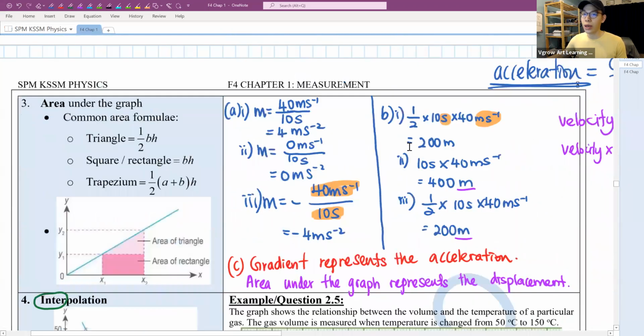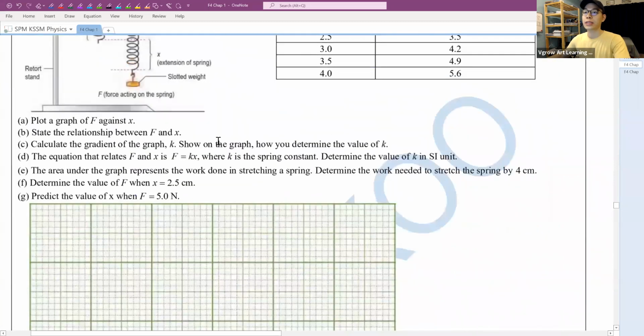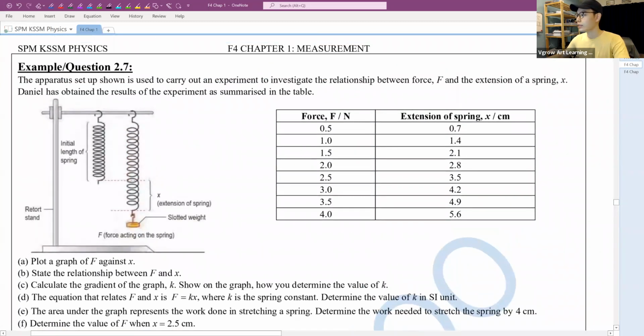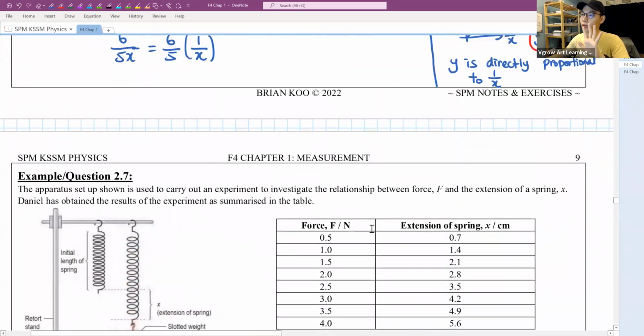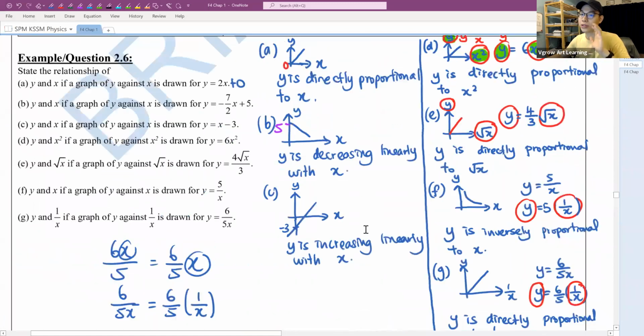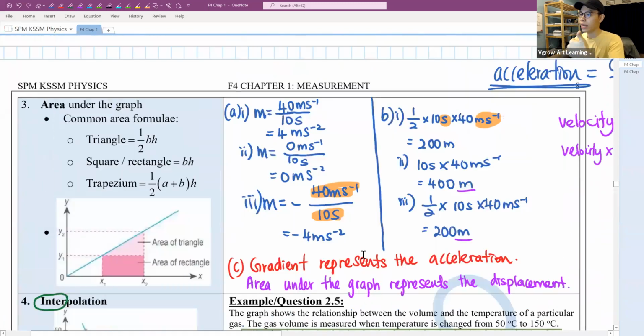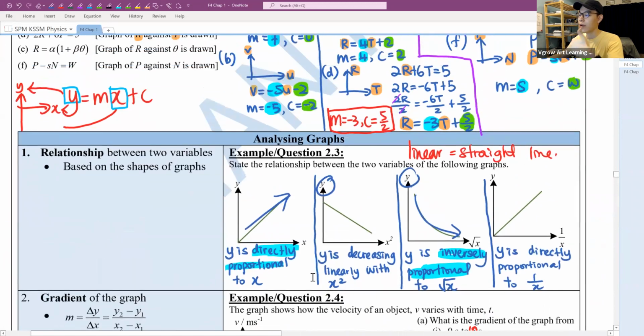So we continue with this experiment, example 2.7. Last class we learned about the 5 things that you can do whenever we analyze a graph. One must remember how to state the relationship. Directly proportional and inversely proportional are the popular ones. Then you have increase and decrease linearly, that one also. Other than that, actually not as popular.